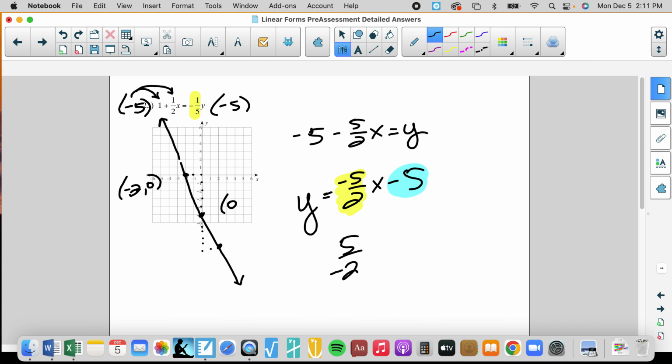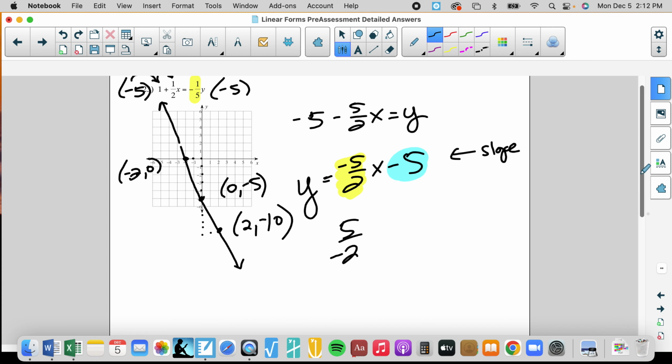Zero, negative 5 is another point. And this is going to be 2, comma, negative 10, yes. So any of those points, 2 of those 3 would probably be the most likely, especially if you put it in slope-intercept form.